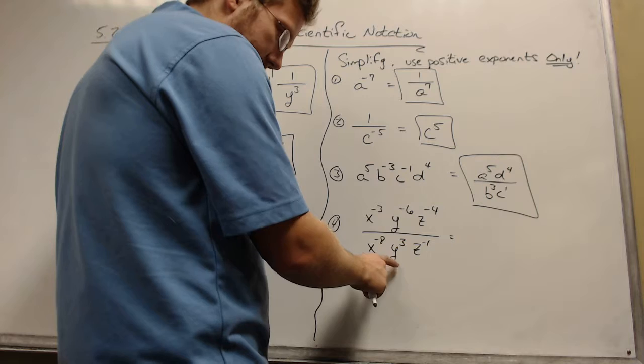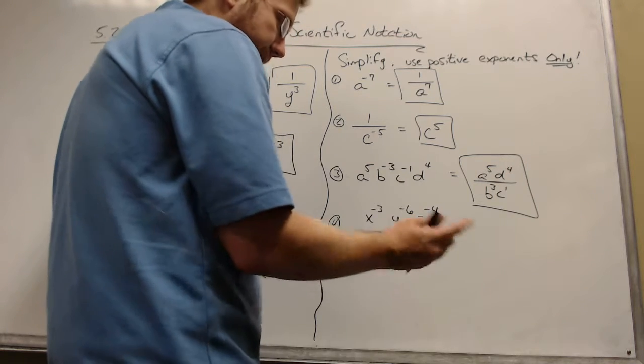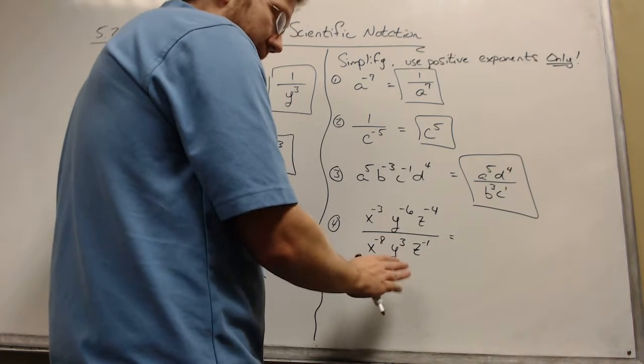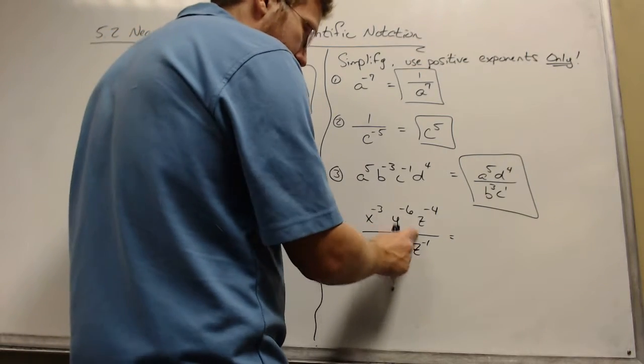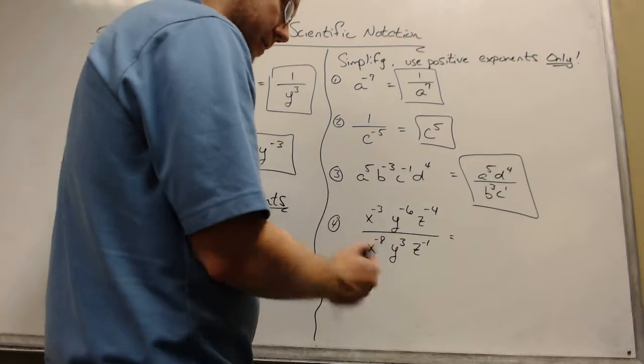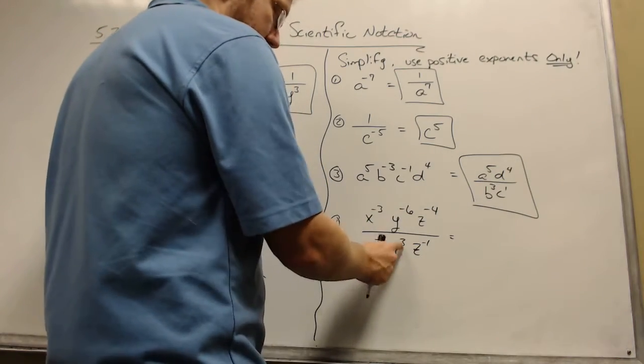And I do have one positive exponent down here, y to the 3rd. It's positive, so I'm going to leave it where it is. You're not flipping everything around. You're just flipping the individual pieces if they have a negative exponent. This guy's going to stay.